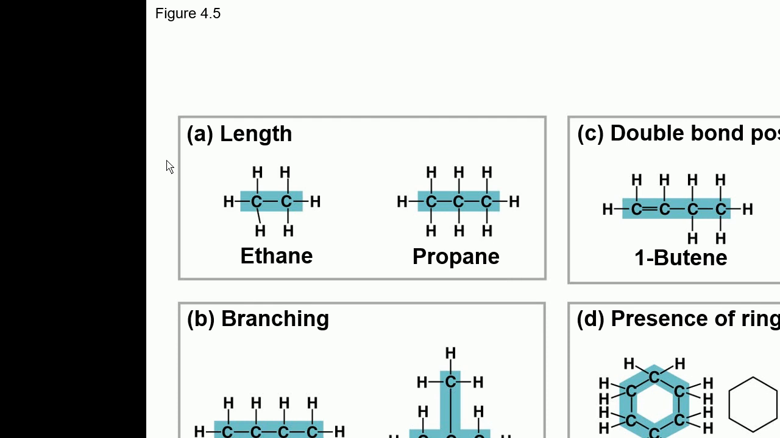So you can see this is ethane, there are 2 carbons, and each carbon is linked with 3 hydrogens. This is propane, there are 3 carbons, and this carbon is linked with 3 hydrogens, this carbon is also linked with 3 hydrogens, and this carbon is linked with 2 hydrogens. This is 1-butene, this is 2-butene. There are double bonds between carbons here.